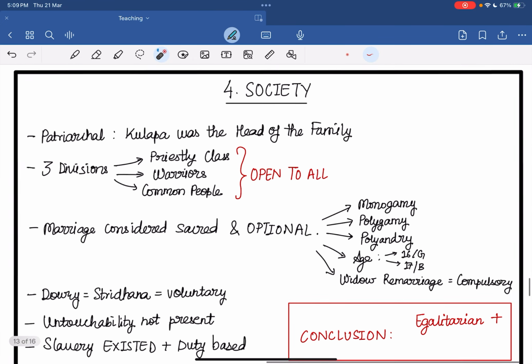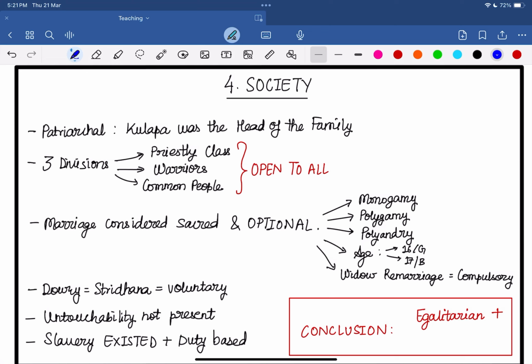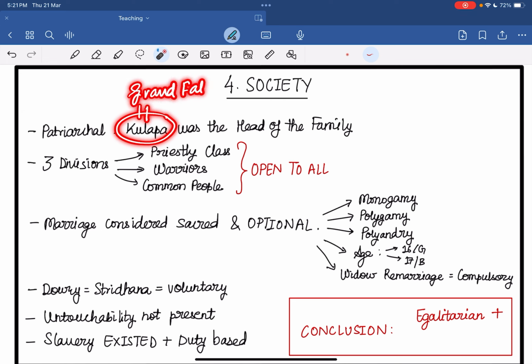Let's now move on to the societal patterns, the society of the early Vedic period. Now we see that the society was patriarchal in nature, which is male dominated. Kulapa was the head of the family. Who was Kulapa? Kulapa was the grandfather. So he was the head of the family.